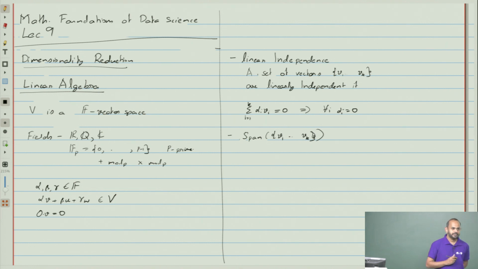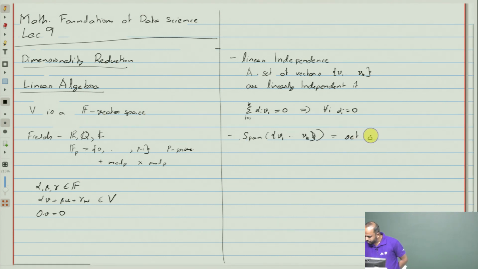All possible linear combinations of those vectors. The span is the set of all possible linear combinations.